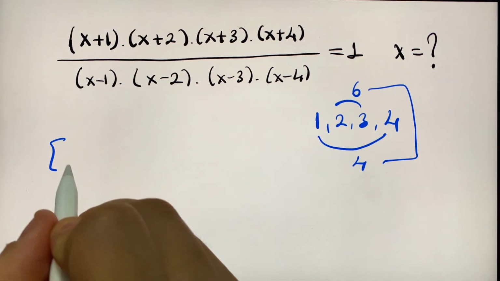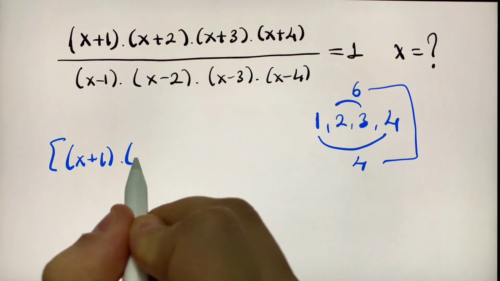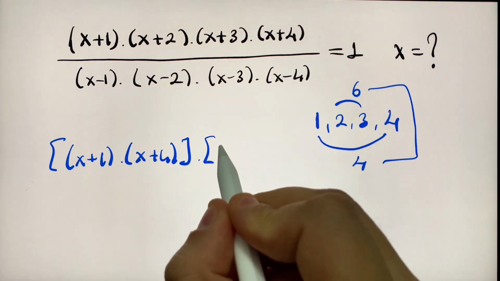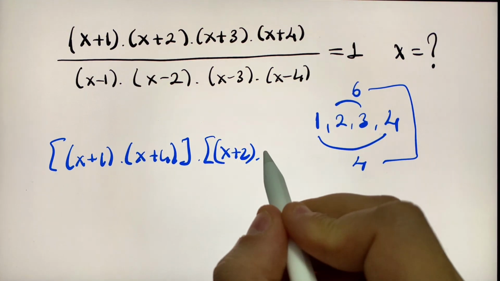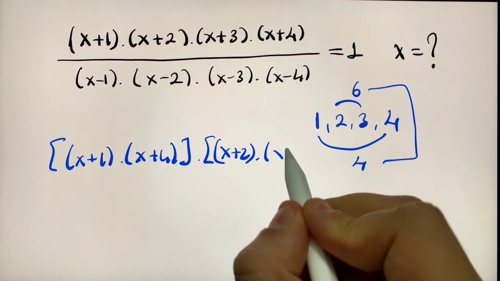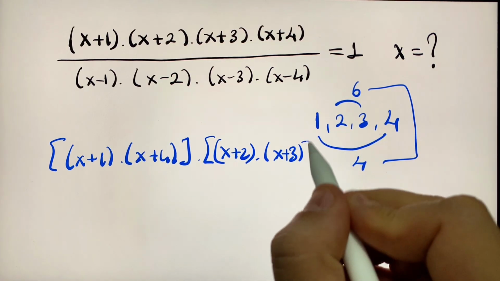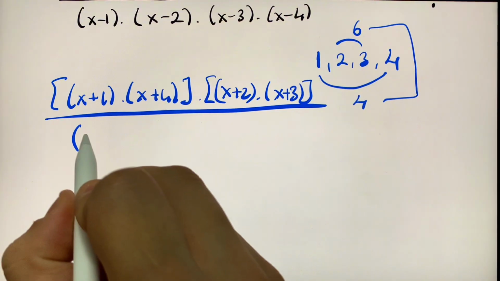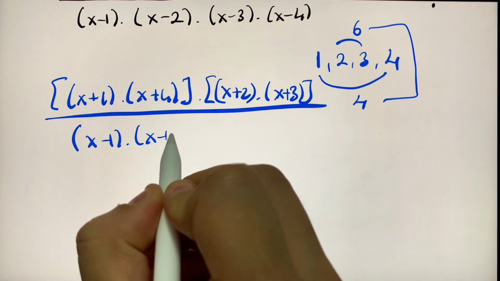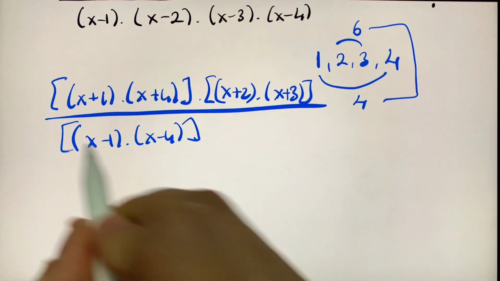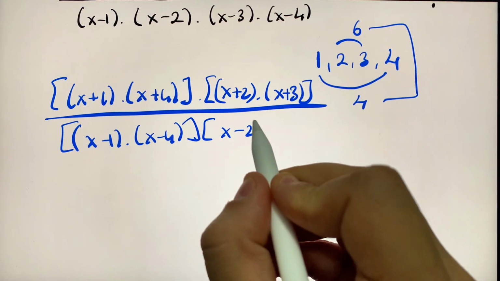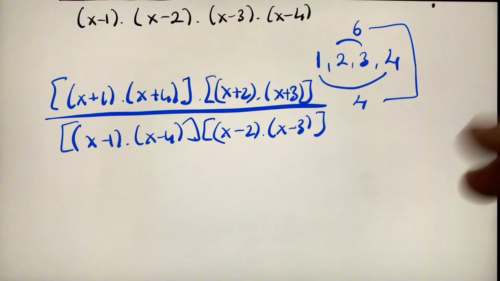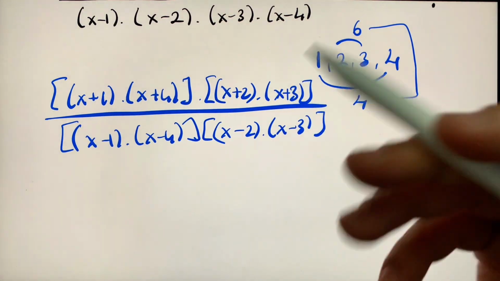What will it be? x plus 1 times x plus 4 times x plus 2 times x plus 3, divided by x minus 1 times x minus 4 times x minus 2 times x minus 3. Now I group them like this, so I'm trying to put them in a certain mold.